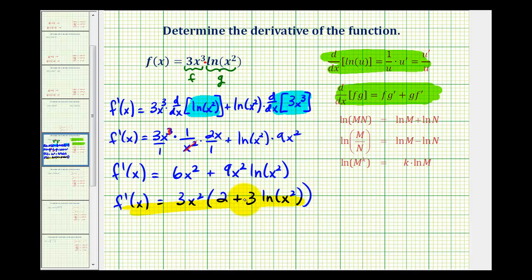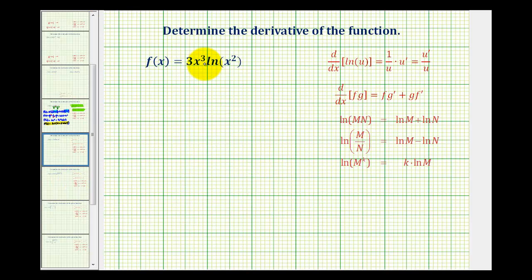Now for this problem, I do want to show how to determine this derivative using a slightly different method. Before we apply the product rule, we could recognize that we could apply the power property of logarithms given here, which means we can take this exponent of 2, move it to the front, and multiply it by the natural log. So we could rewrite the given function as f of x equals, we'd multiply the 2 and the 3x cubed to get 6x cubed times natural log x.